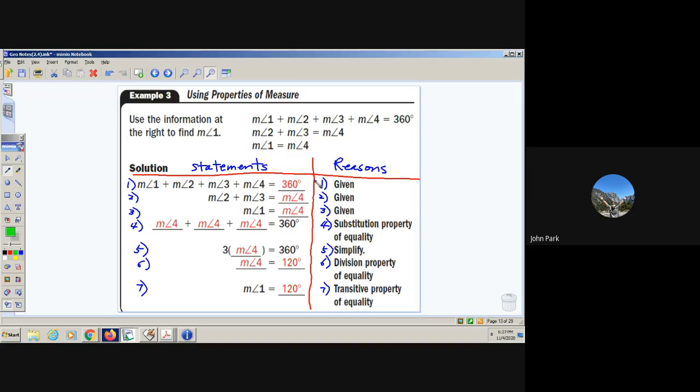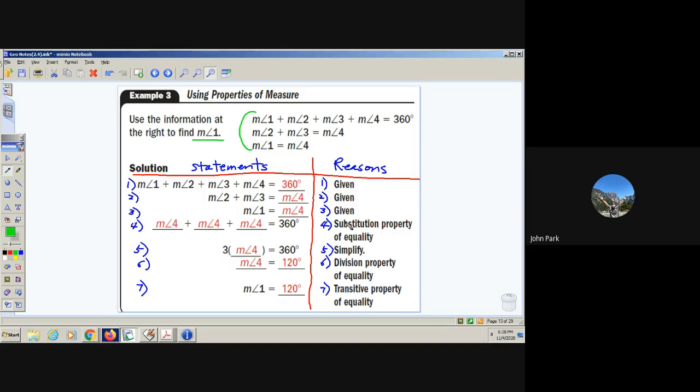So you start with the given information. So this is basically copying the information here on the top right here. So copy the first equation, so that's given to us. Copy the second equation, that's given to us. Copy the third equation. So you start with the given information, whatever is given to you, right? And then just remember, we're trying to find the measurement of angle 1, right? So that's what you should be trying to get to, right?